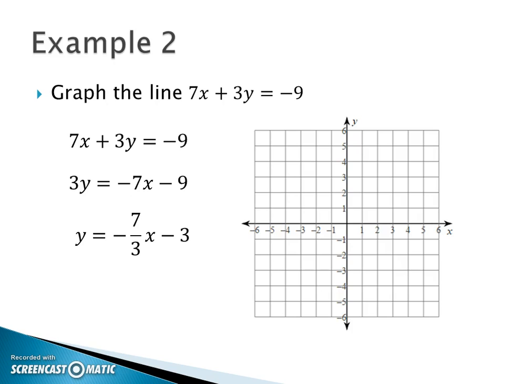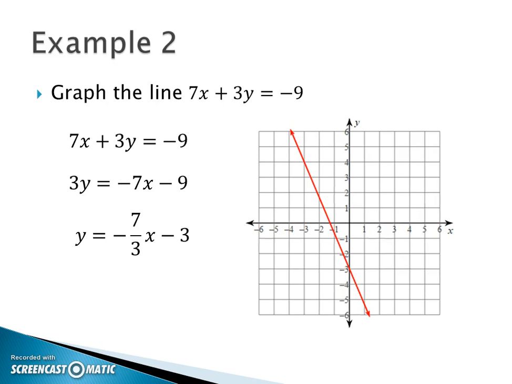Okay, so we're going to start at negative 3 on the y-axis, and then we're going to go down 7 and right 3. Now it doesn't fit on this graph, so what we're going to do is the opposite of that. We're going to go up 7 and left 3, and it creates a graph that looks like this.